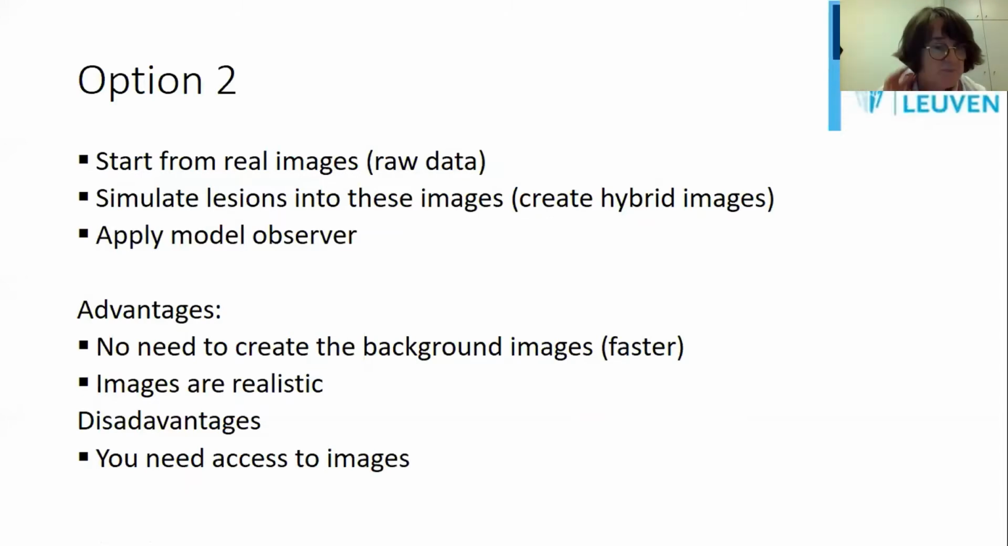Option 2 is a bit different. In option 2, we start from real images, and more in particular the raw data of the real images. This means the images like they are acquired by the detector before there is any processing that went over the image, so the raw image. We simulate lesions into these images following all the physics. So that makes us hybrid images. And then we reconstruct these images with a tool by the vendor or with our own reconstruction box, and we apply on these images a model observer.